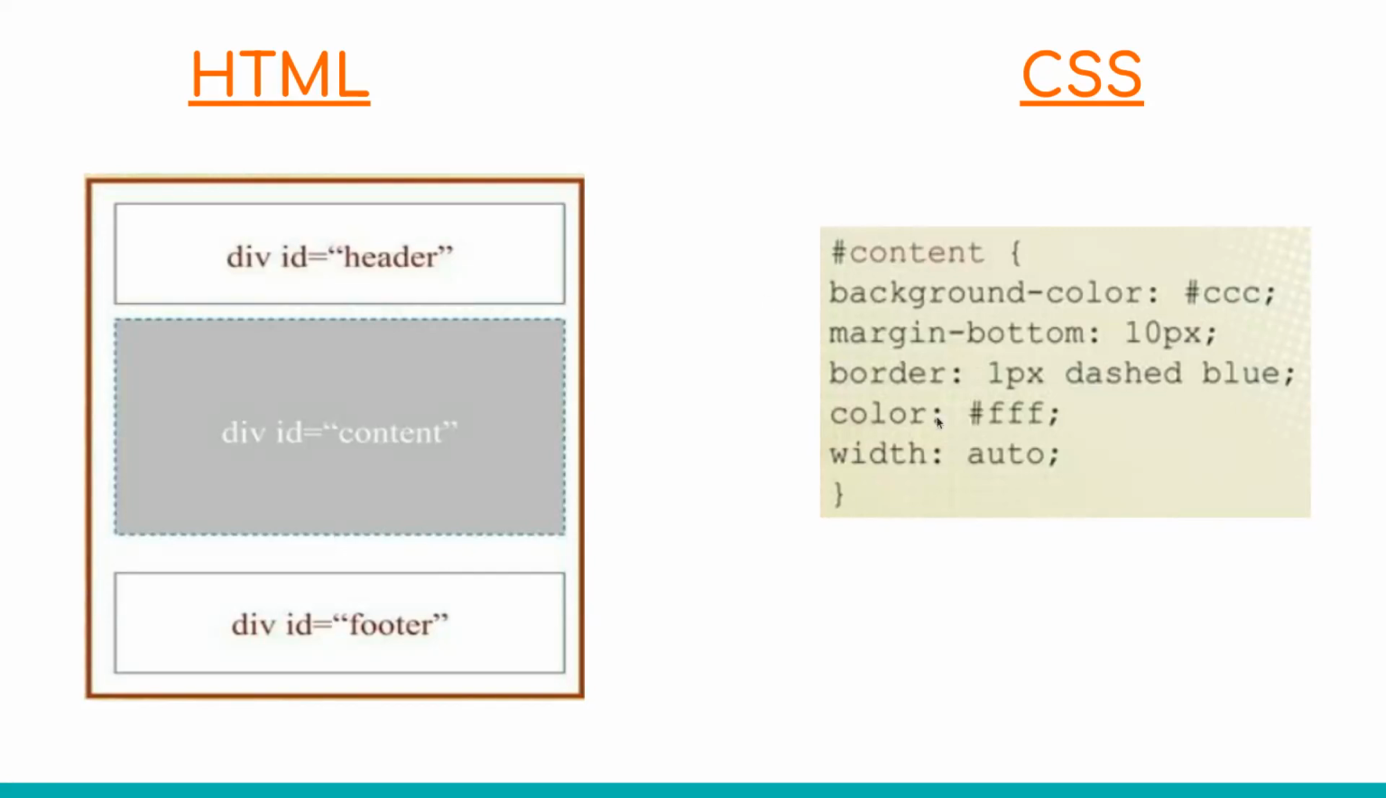So border 1px dashed blue means this border is placed. I've given color, so whatever text we are adding inside, the color of that text will be white. And width auto, that is full width. Width auto means according to the content, the width will be adjusted automatically.